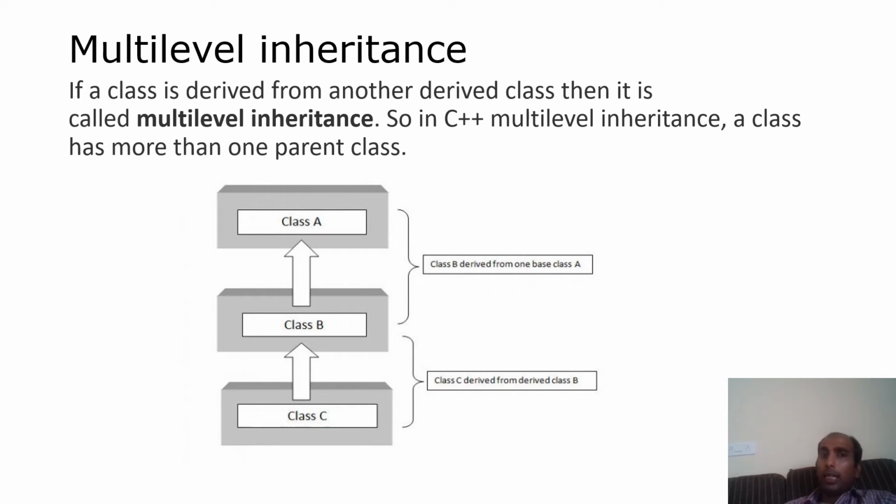Now, if a class is derived from another derived class, in the picture you are seeing class C is inheriting the feature of class B. Now, this is derived from another derived class. So in C++ multi-level inheritance, a class derived from another derived class, which has more than one parent class in its chain, is known as multi-level inheritance.